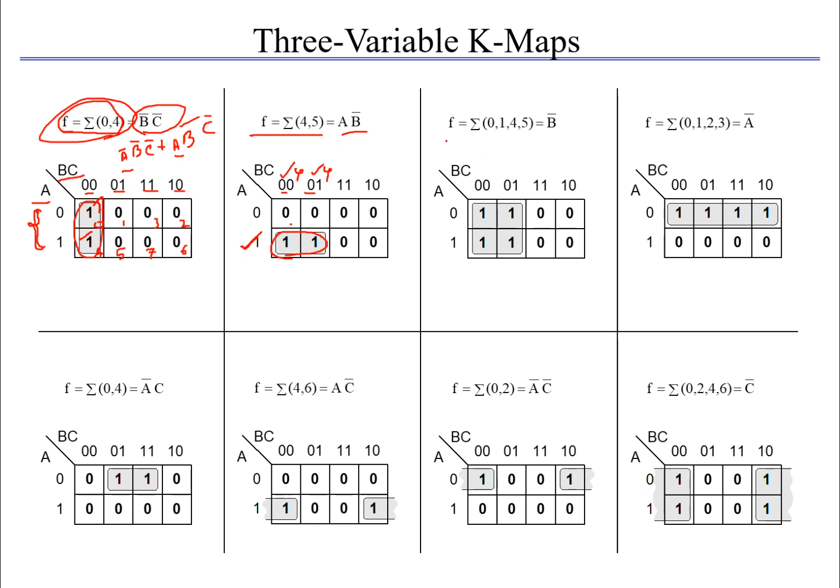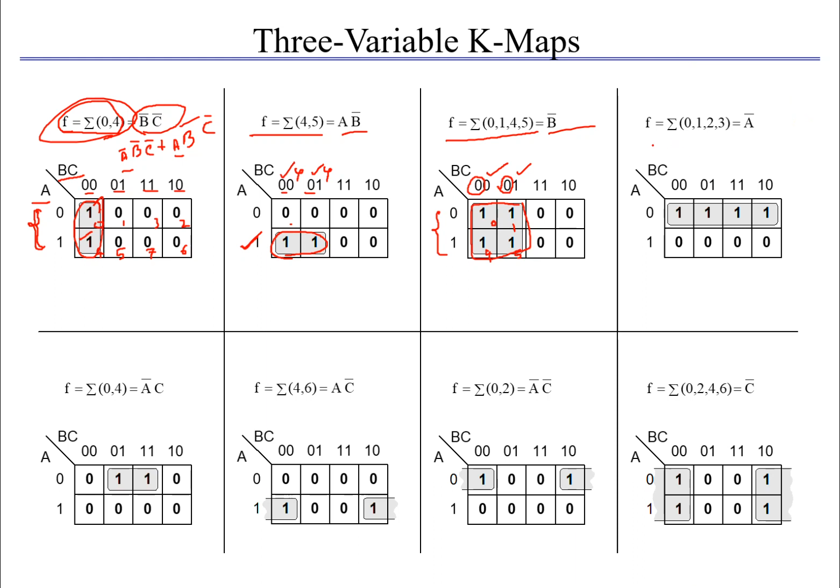And if you move on to the next function, f is equal to summation of 0, 1, 4, 5. See here 0, 1, 4, 5. In these cells the ones are filled and all the remaining cells are filled with 0. As there are 4 ones, we can combine all these 4 ones. And if you see here, the A variable is varying between 0 and 1 and C is varying between 0 and 1. Hence there is only B bar, the B is 0. That is common for all the cases. Hence the simplified Boolean expression here is B bar, as B is 0 here.